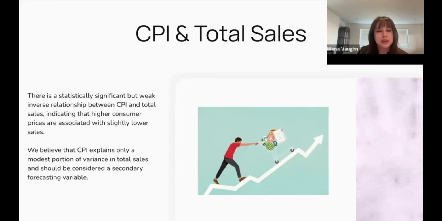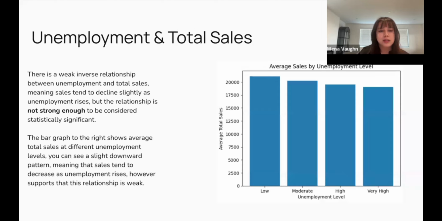CPI and total sales. We conducted Pearson correlation analysis between CPI and total sales. The relationship was statistically significant, but weak and inverse. As CPI increases, sales tend to decline slightly. This satisfies the project requirement for at least one correlation analysis. Unemployment and total sales. The relationship between unemployment and sales was weak and not statistically significant. Although there is a slight downward trend, it is not strong enough for predictive decision making.